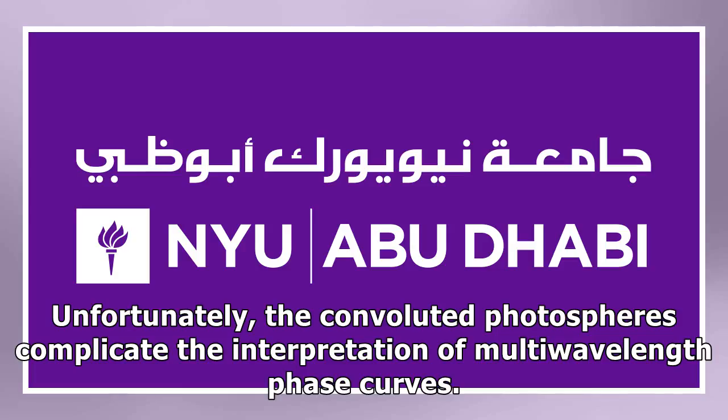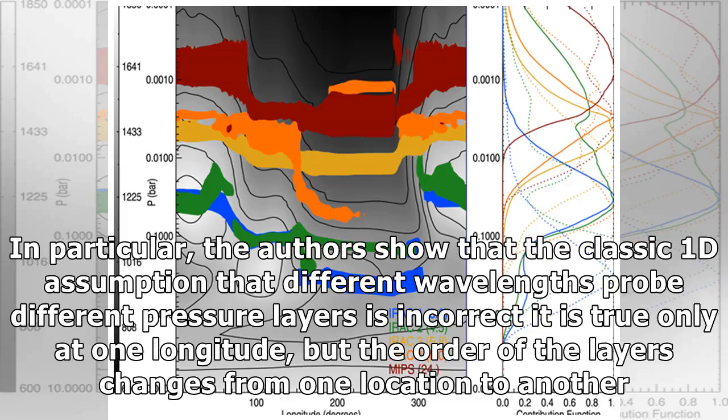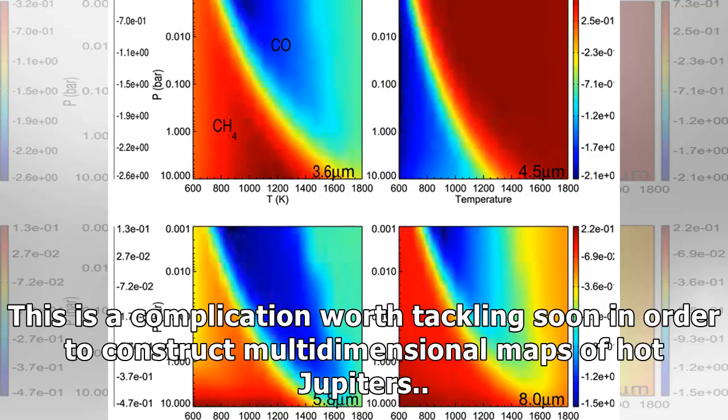Unfortunately, the convoluted photospheres complicate the interpretation of multi-wavelength phase curves. In particular, the authors show that the classic 1D assumption that different wavelengths probe different pressure layers is incorrect. It is true only at one longitude, but the order of the layers changes from one location to another. This is a complication worth tackling soon in order to construct multi-dimensional maps of hot Jupiters.